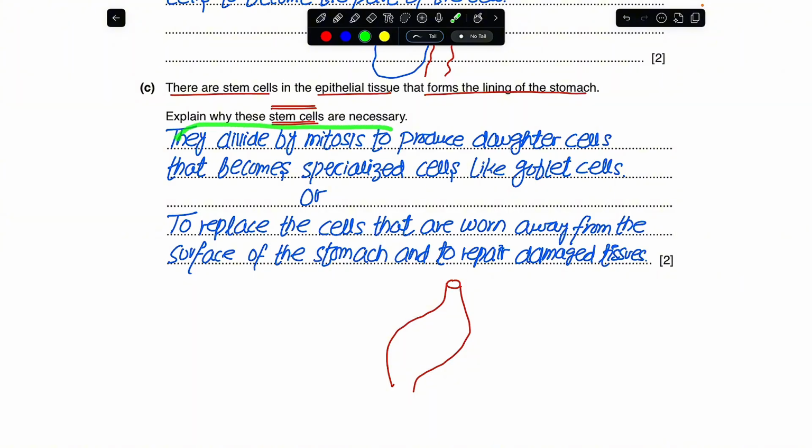Either this approach or the other approach would be the same, that these stem cells divide by mitosis to make new cells, and these new daughter cells would replace the cells that are worn away from the surface of the stomach or repair the damaged tissue. The tissue is always repaired, and the dead cells would be replaced with the new cells, thanks partly to these stem cells that we have with us.